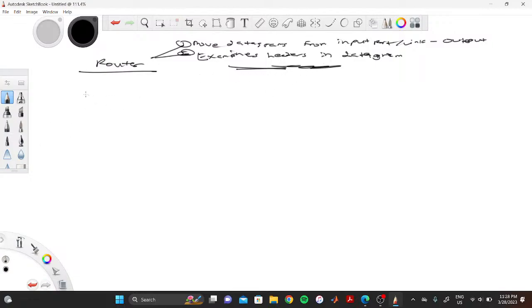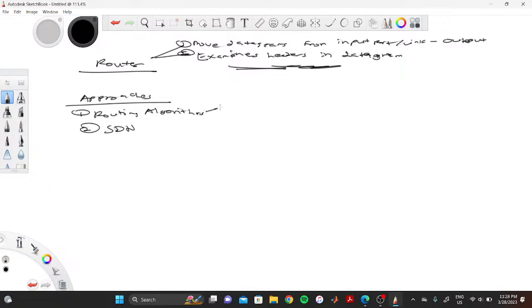Okay, so what are the approaches to implementing a control plane? The first approach is the traditional routing algorithms. The second approach is SDN.